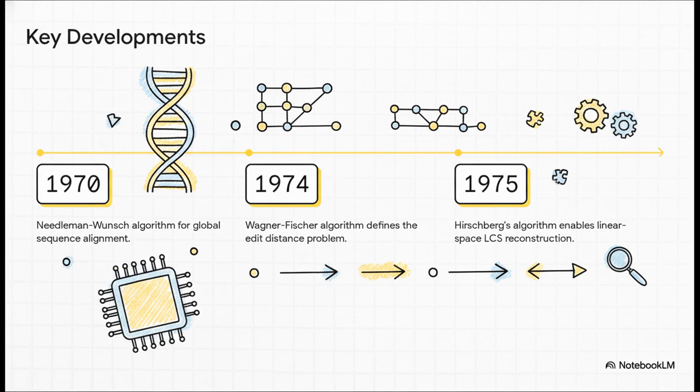What's really fascinating is the history. A whole bunch of these foundational algorithms for comparing sequences, including LCS, just exploded onto the scene in a few short years in the early 1970s. It was this perfect storm of new challenges coming out of biology and computer science at the same time.